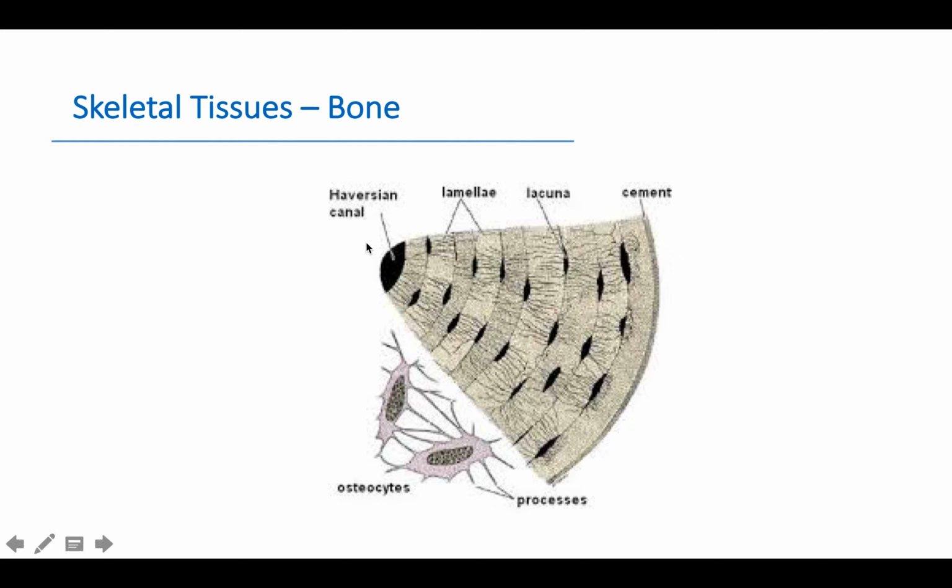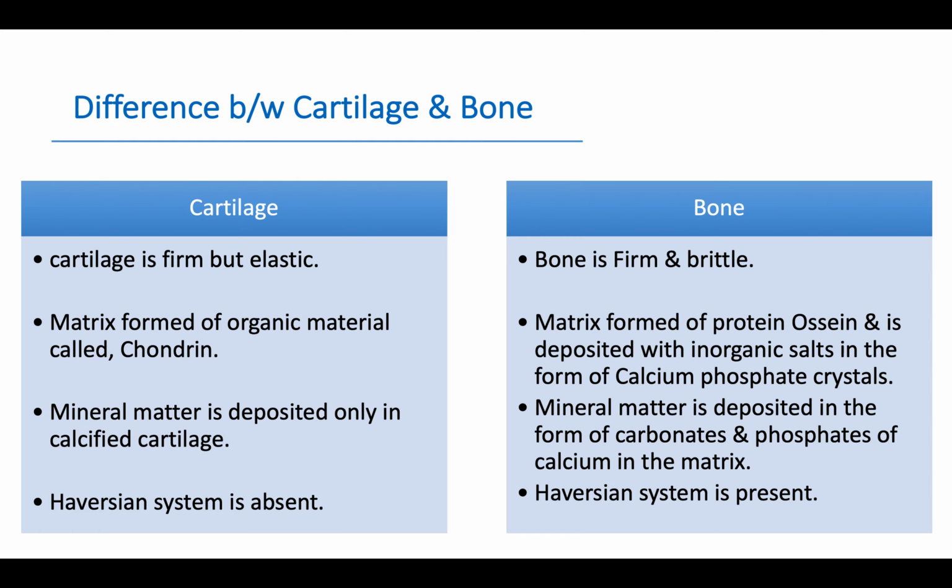Difference between cartilage and bone. Cartilage is firm but elastic. Bone is firm and brittle. In cartilage, the matrix is formed of organic material called chondrin, while in bones, the matrix is formed of protein ossein and is deposited with inorganic salts in the form of calcium phosphate crystals.